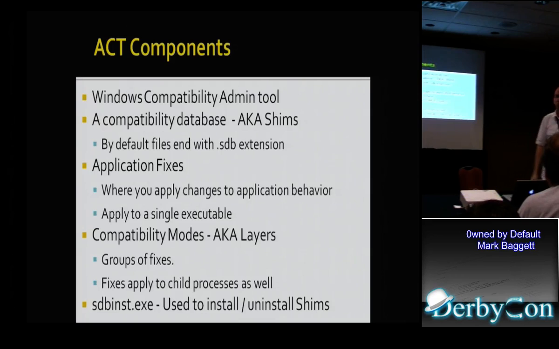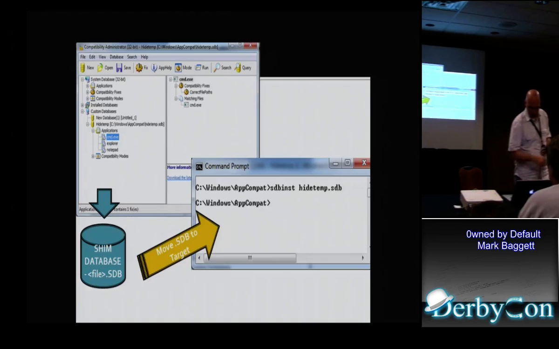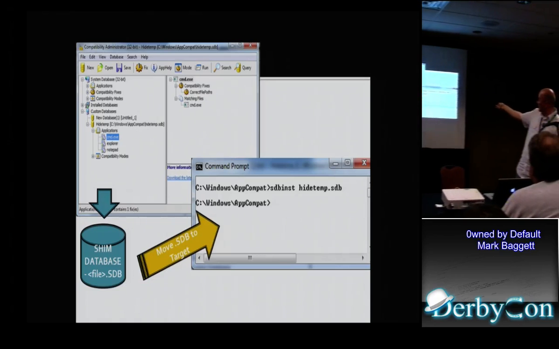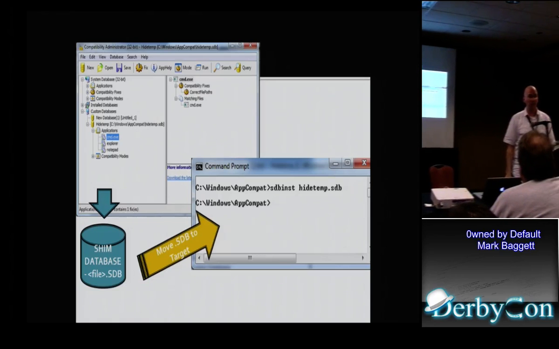What's really nice about these compatibility modes is that if you apply one to an executable, it affects the executable and all of the child processes of the executable. The only thing you really need on the target workstations is sdb-inst, an executable that is already installed by default on all Windows systems. So on my machine, I use the Application Compatibility Administrator, create a shim, a little .sdb file, and move it to a target system. I install it with sdb-inst and the name of my shim, and whatever fix-ups I've made inside that shim are then applied to the executable.